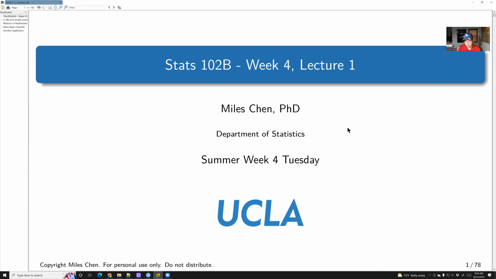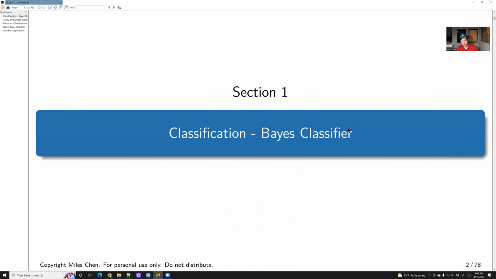And this week, we are going to jump ahead and start covering classification, and we will look at the Bayes classifier as kind of an example or an algorithm or a method that can be used for classification problems.